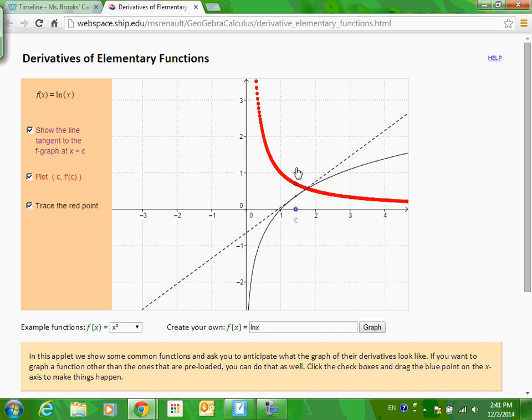So that's why this parent function may not seem totally familiar, because I'm only seeing part of it. Anybody know which parent function this is? If it helps, it's one of your other parent functions that you know, so not square root of x, but you're on the right track. 1 over x. So 1 over x graphs this red part up here. Now, it also graphs something over here.